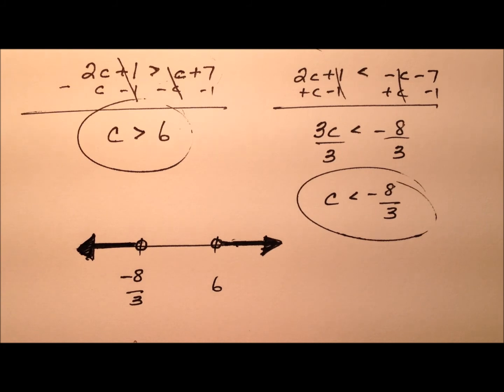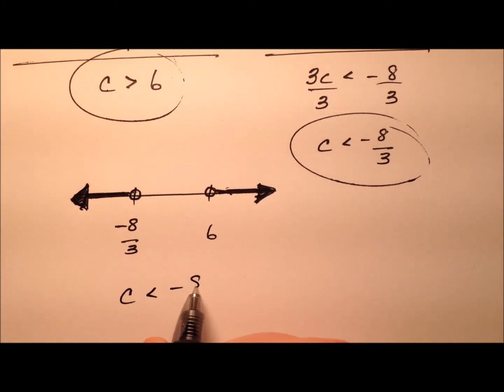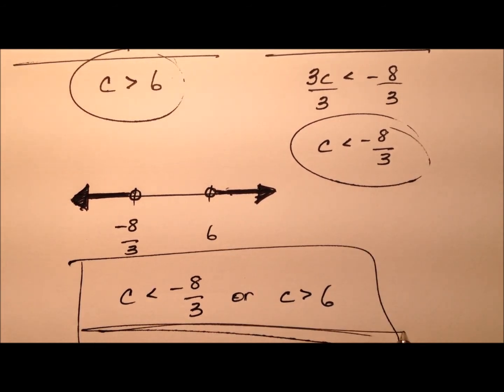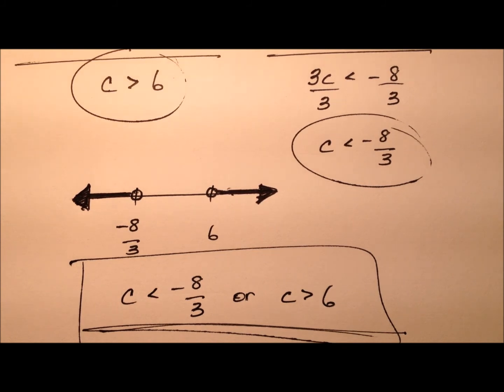The way we write this for our solution is c is less than -8/3 or c is greater than 6. So here's our solution, and that's what that graph looks like.